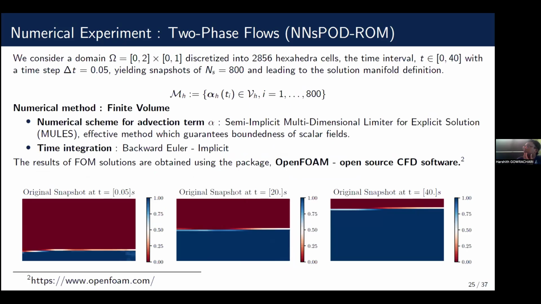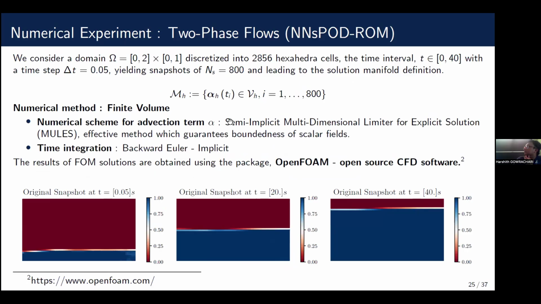And so we consider a domain of 2 cross 1 discretized into this number of cells, and a time interval of 40 seconds and time step of 0.05, which yields us 800 snapshots. And for the numerical method, we use finite volumes.